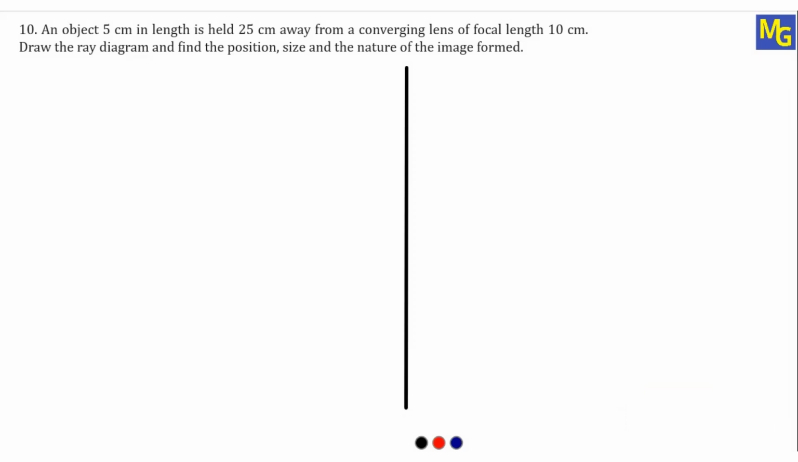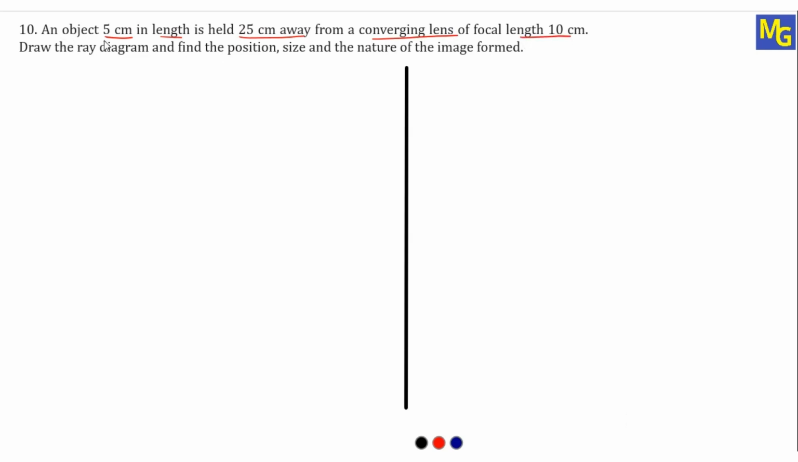Hello students, now I am going to solve the next numerical from chapter number 9, Light, Reflection and Refraction, class 10 science. So the question says, an object 5 centimeter in length is held 25 centimeter away from a converging lens of focal length 10 centimeter.